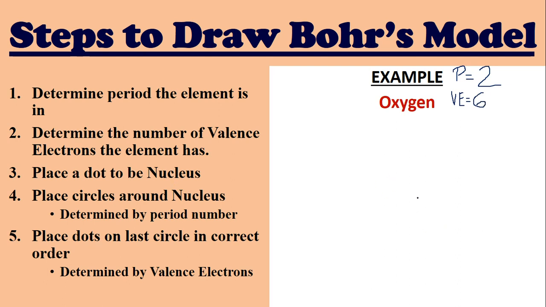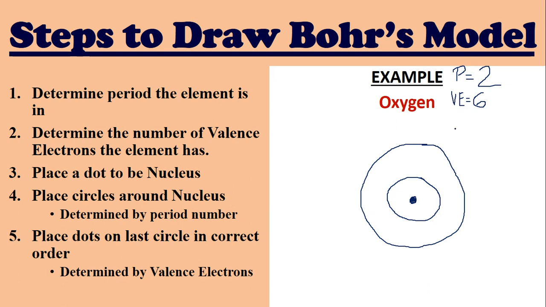Third step, we're going to place a dot to represent the nucleus. We're going to place circles around the nucleus, and the number of circles we place is determined by the period number. Since oxygen is in the second period, we do 2 circles. 1, 2. All right. Then we're going to place dots on the last circle in correct order, and we determine the number of dots by valence electrons. Since there are 6 valence electrons, we're going to be placing 6 dots.